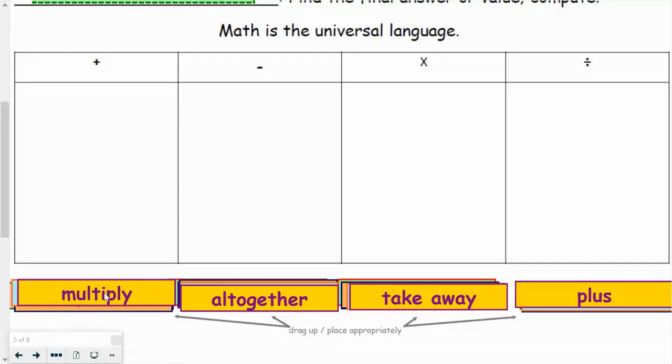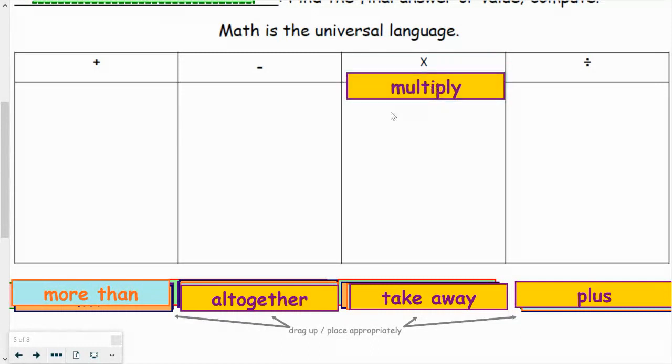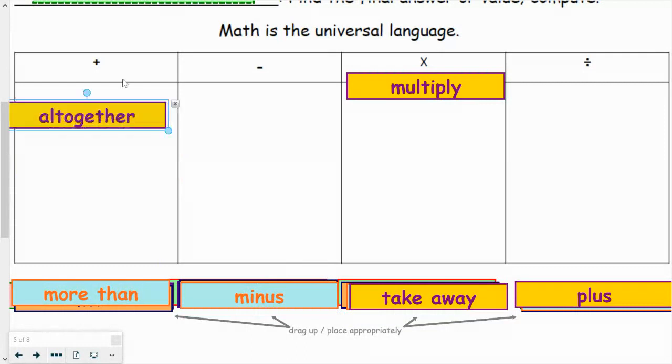If I start with multiply, we know that means to multiply. So that one's easy. Right? All together: I want to know how many students we have all together. We add them up.